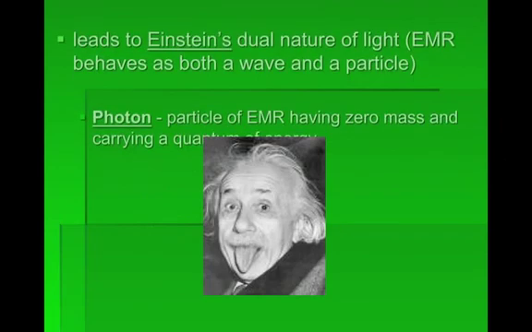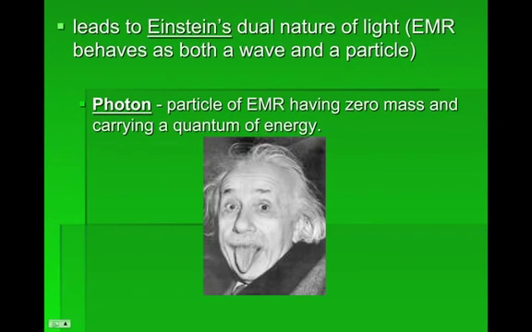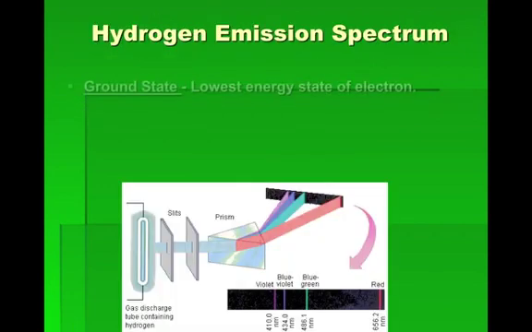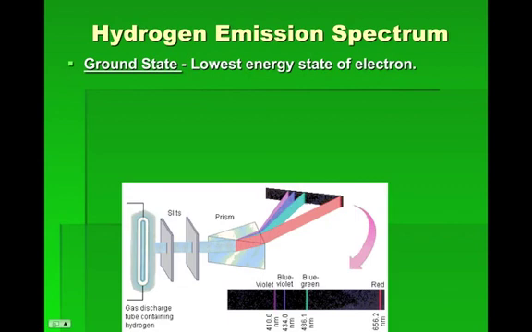Planck's work and Bohr's work led to Einstein's dual nature of light, that electromagnetic radiation does behave as both a wave and a particle. And so he defined the word photon that I was just using on the last page as a particle of electromagnetic radiation with no mass and carrying what he called a quantum of energy. And that leads us to the hydrogen emission spectrum.